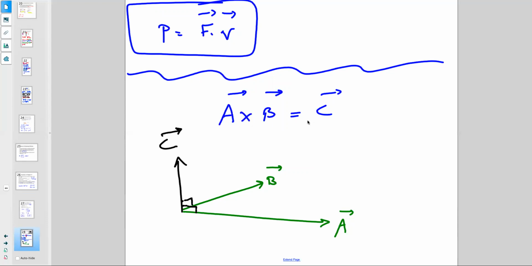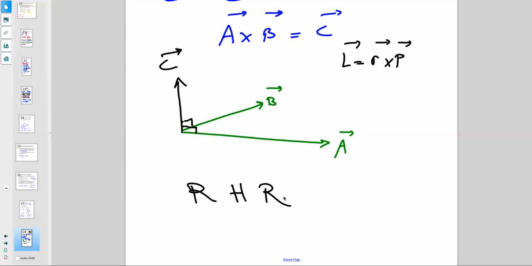Like, for example, L is R cross P, two vectors. R cross P is L. A cross B is C. They are vectors, okay? So have that in mind for finding the direction of these quantities using the right-hand rule.